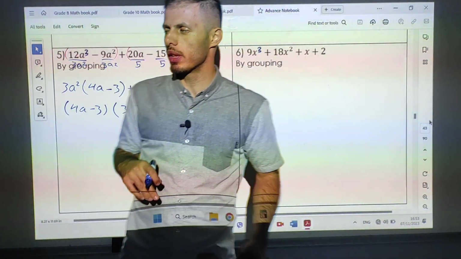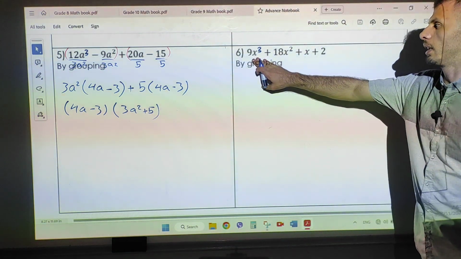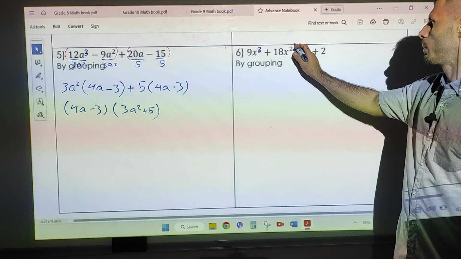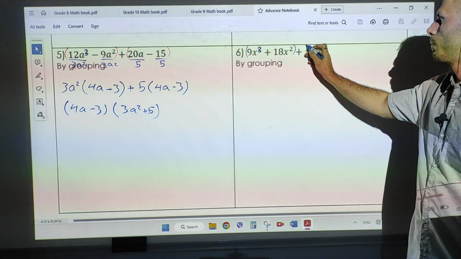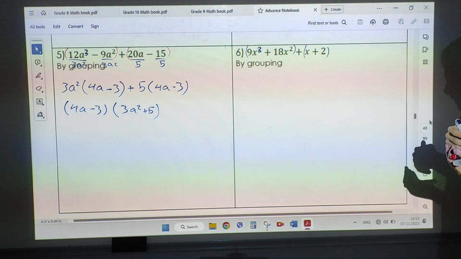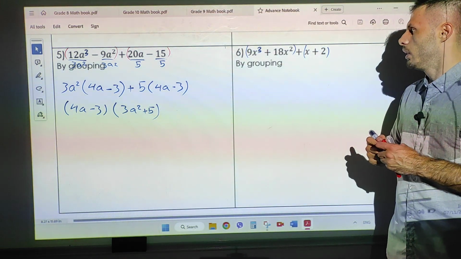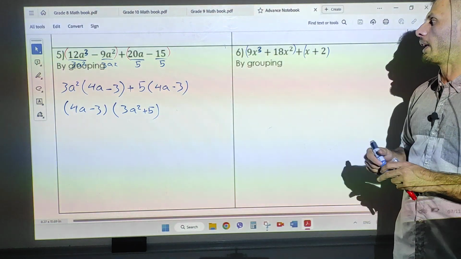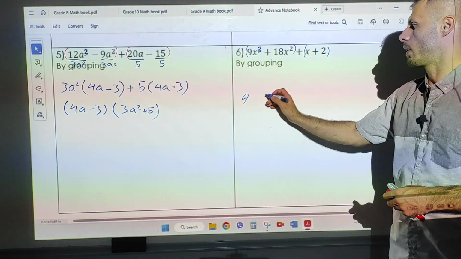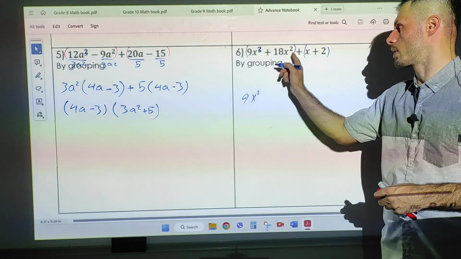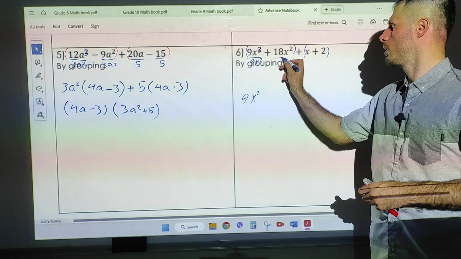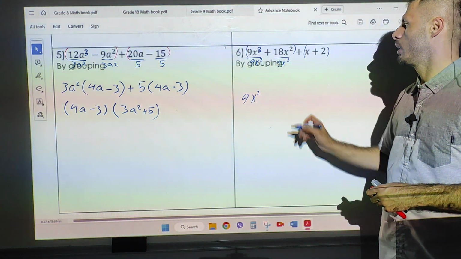Then for the next one, which is question 6, 9x power 3, 18x power 2, x and 2, we will make it two parts. Between them we have plus. Yes, we have plus. Now we take the common factor of the first one. Both of them can be divided by 9. In the x's we have x power 2, x power 3. It must be x power 2 because it's the smallest power. Divide by 9x power 2.